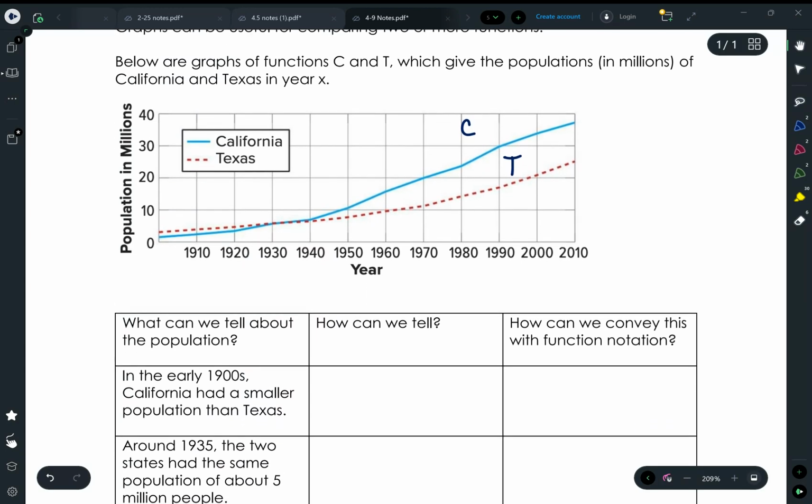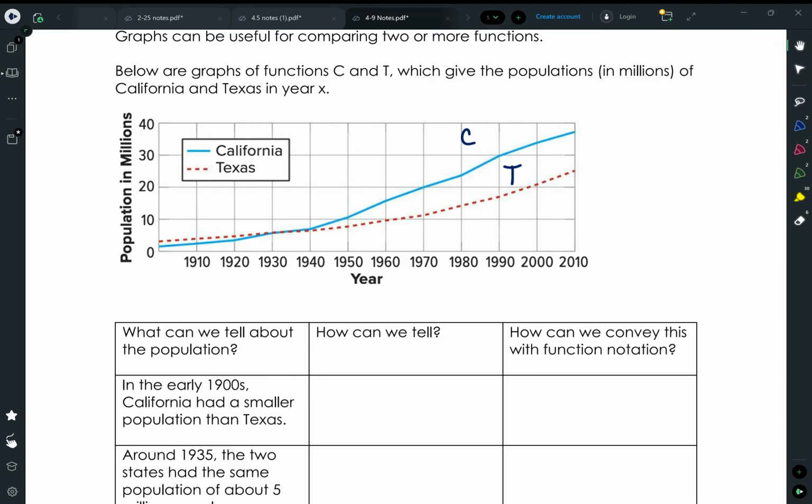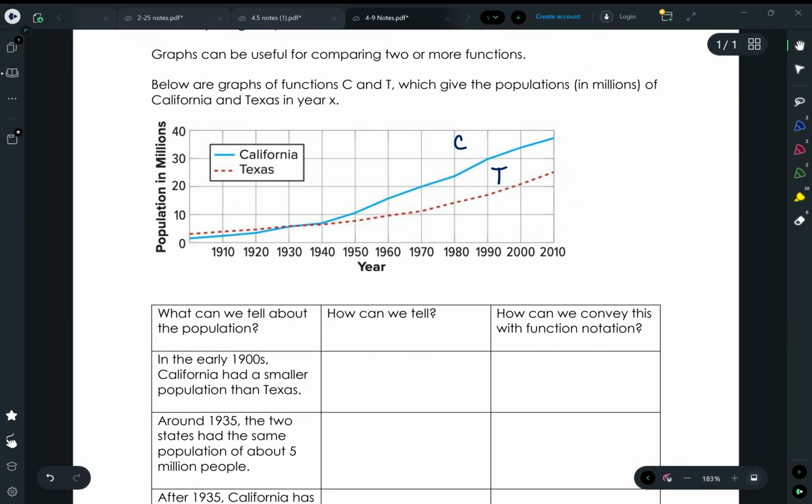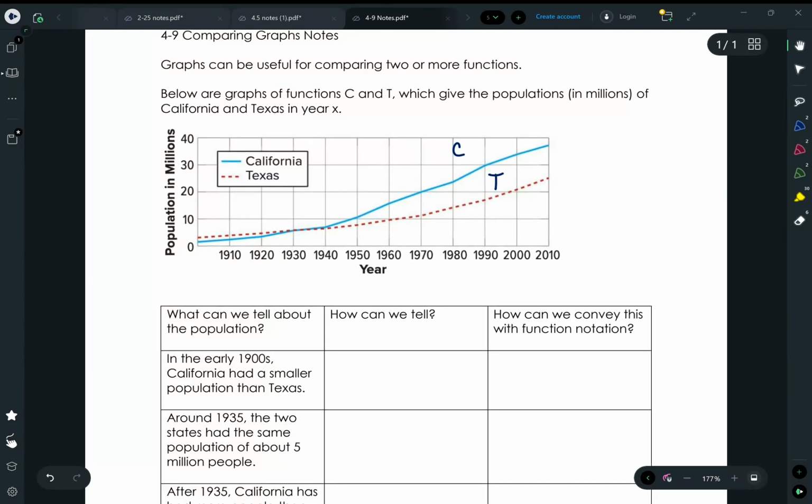So what can we tell about the population? How can we tell it, and how can we do that with function notation? We're going to take these statements, look at what on the graph shows us that, and then write it out in proper function notation. So I think this is really powerful today.